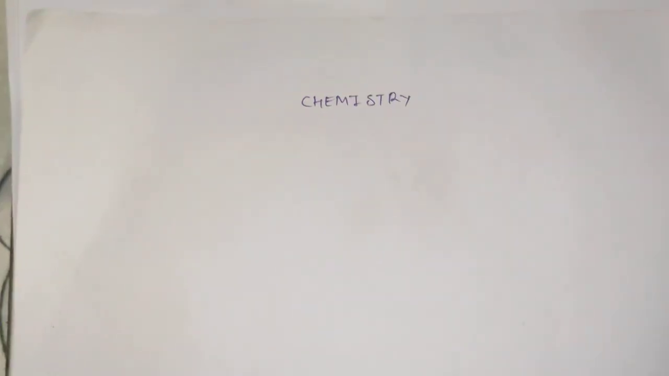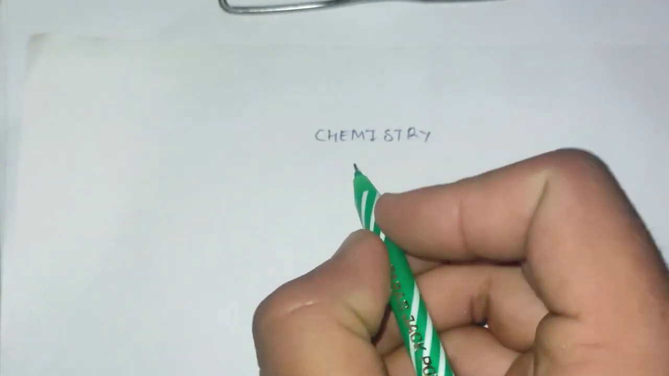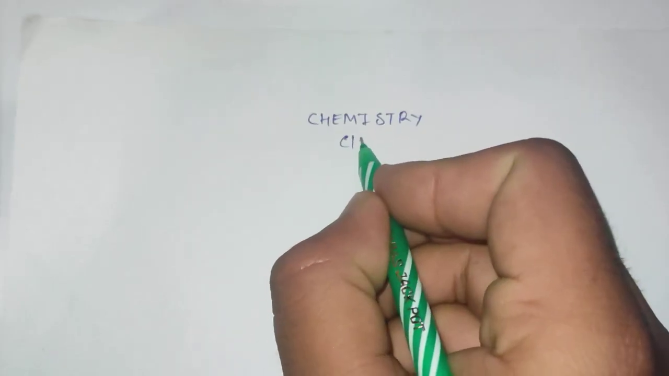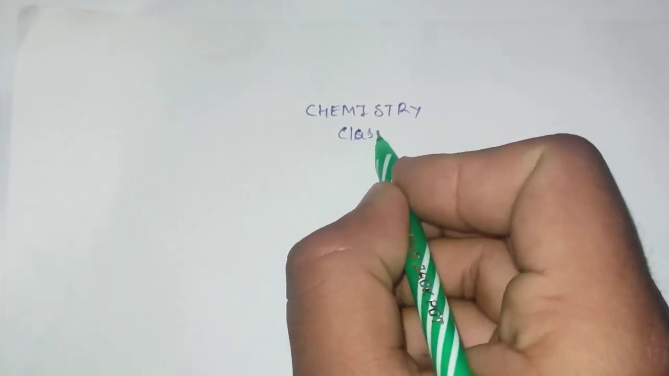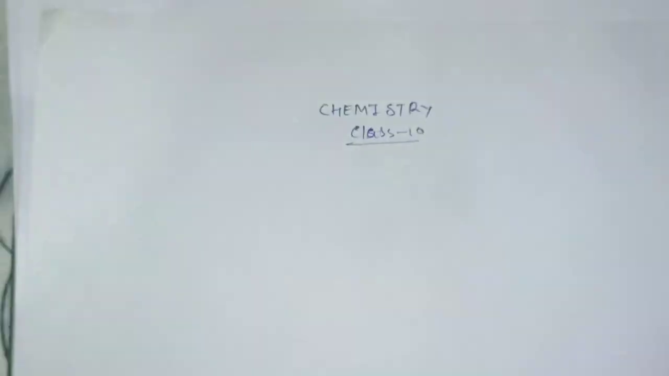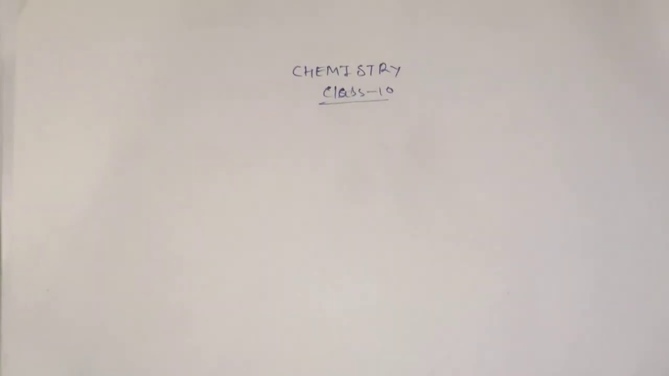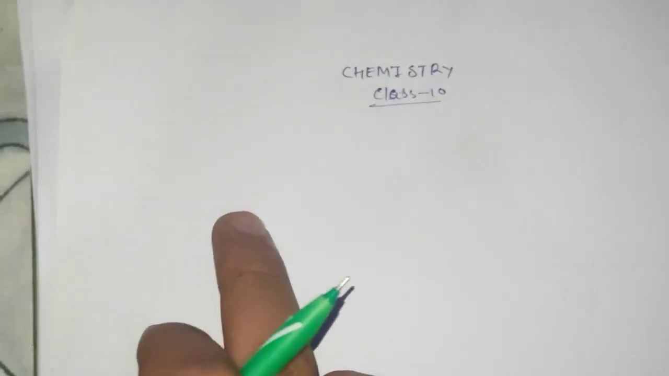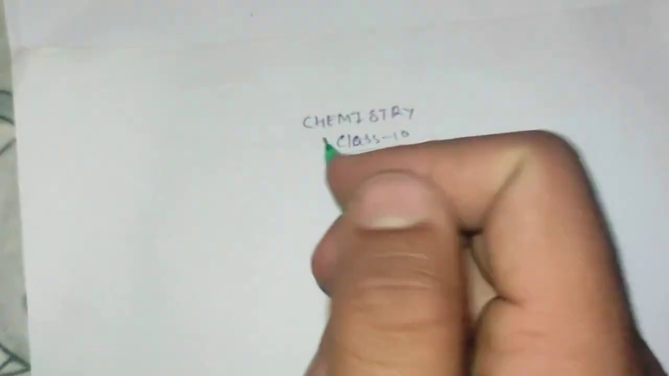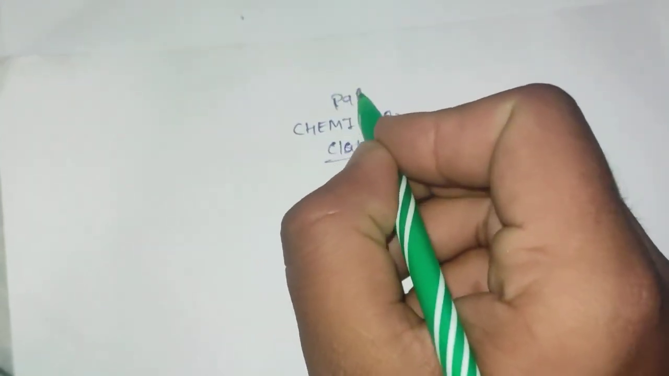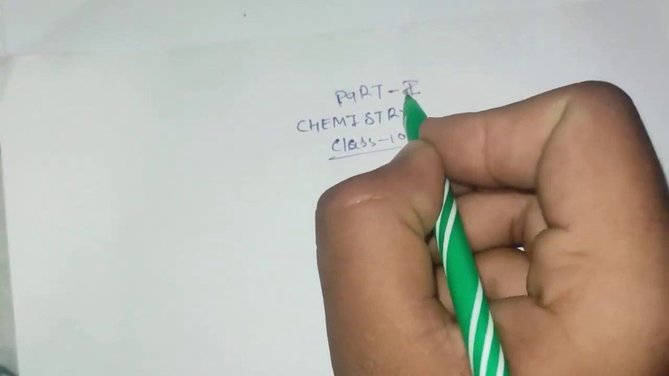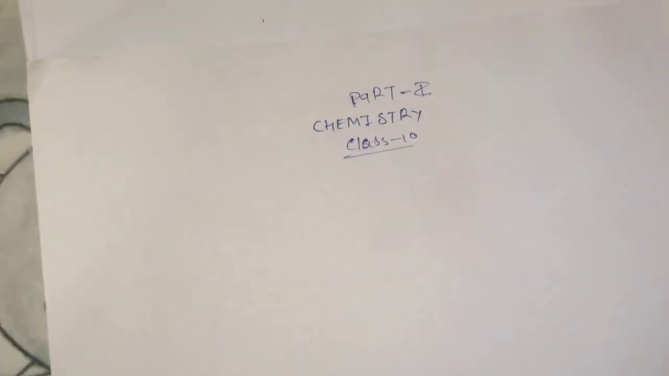Let's understand chemistry, class 10th. Basically we have two channels. First we talk about chemistry and physics, so we use both channels. We use chemistry in the first and physics in the second. So this is part 1, for chemistry, and the second part is uploaded in the physics section.